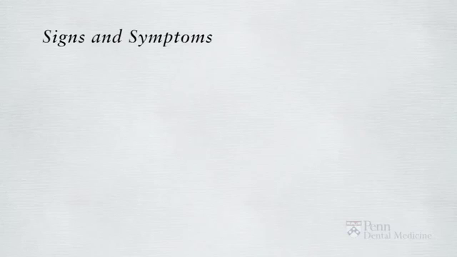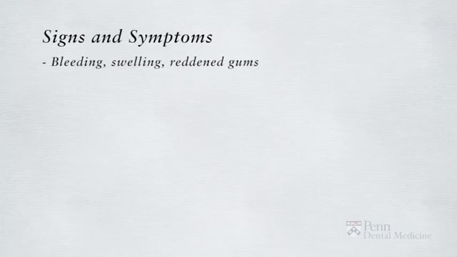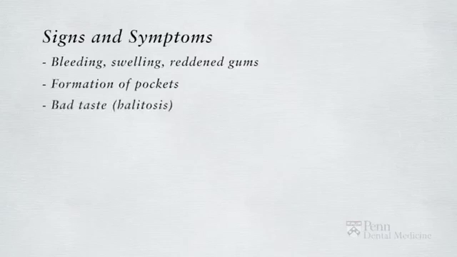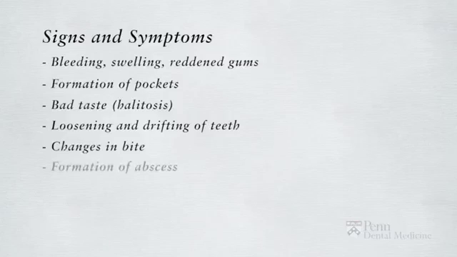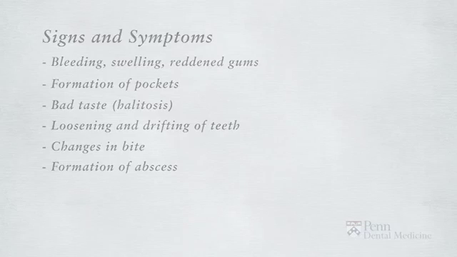What are then the signs and symptoms? As mentioned before, there is bleeding, swollen and reddened gum due to vasodilation. There's formation of spaces between the gum and the tooth, referred to as a pocket. Bad taste, halitosis, loosening and drifting of the teeth, changes in bite, and formation of abscess. It is important to realize that in classic periodontitis, there is no linear progression, but rather a series of periods of remission and exacerbations similar to many other chronic diseases.